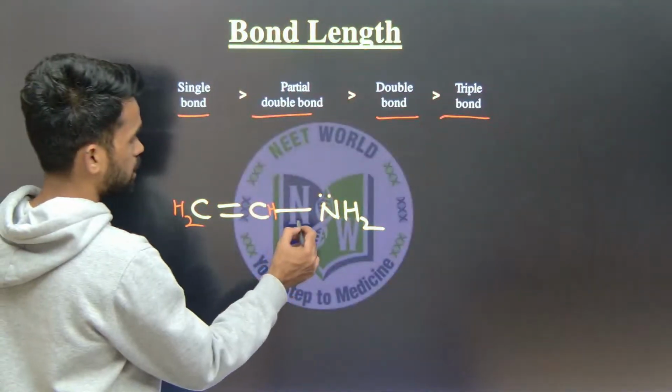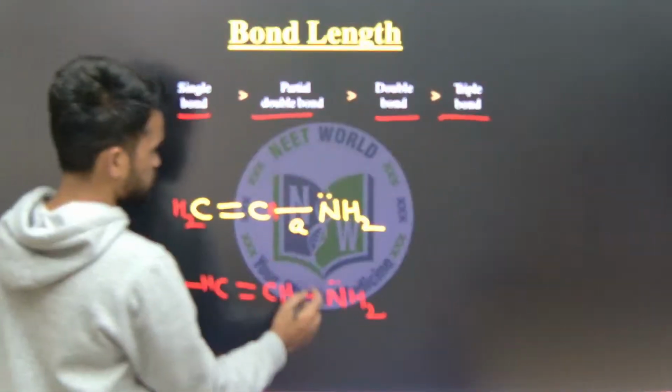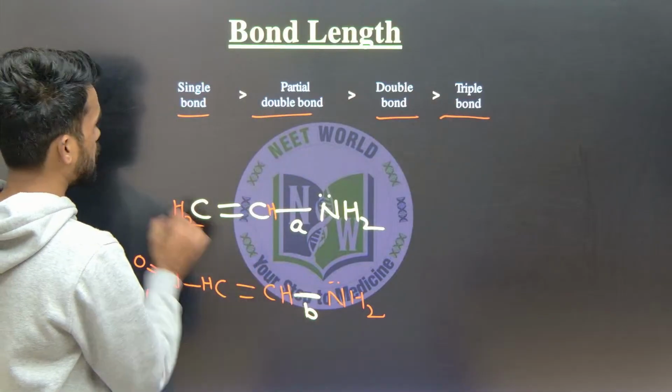Now I am writing here bond length A, and one more thing, you just see here what I am doing, NH2, CH, NO2, nitro group I am adding here. So now I am saying this is bond length A, this is bond length B. So what will be the relation between A and B?